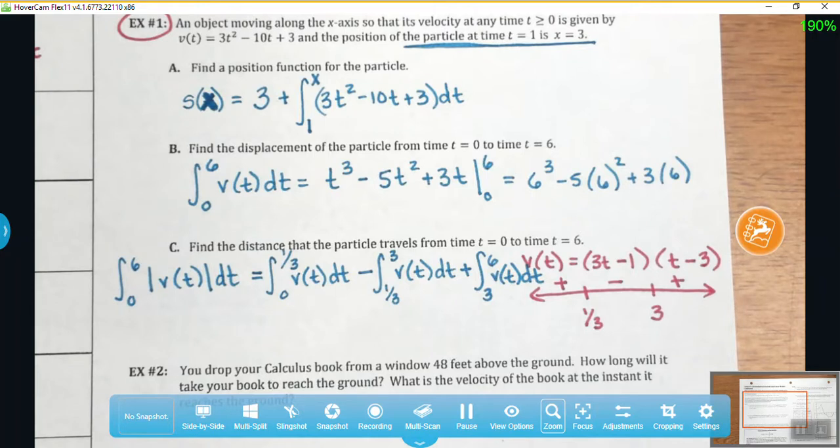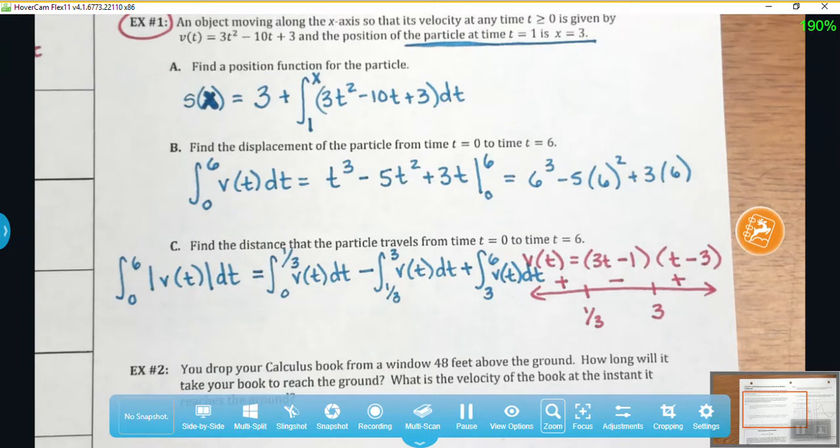I can see this on Delta Math. Yeah, it really does. Delta Math's gonna be like, you write the answer, it's like not simplified enough.